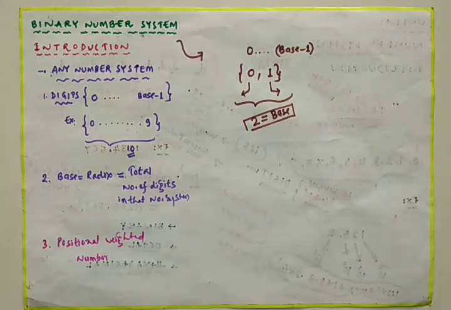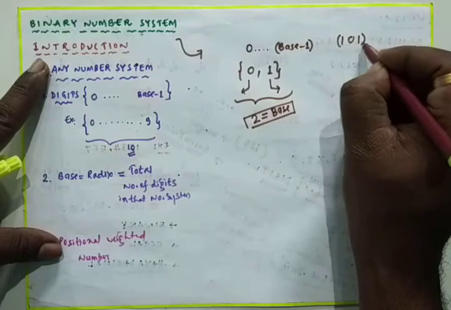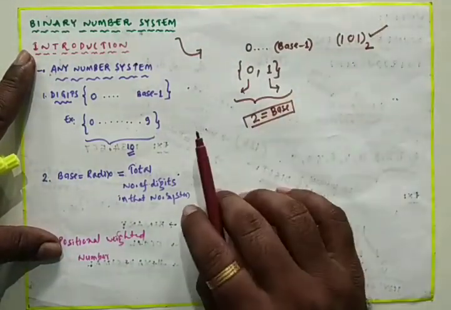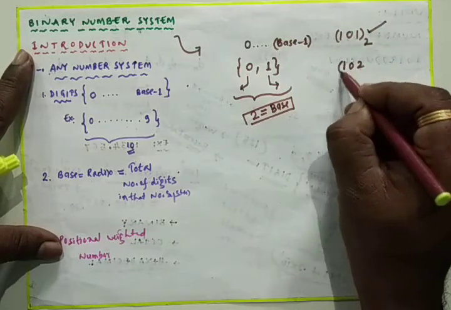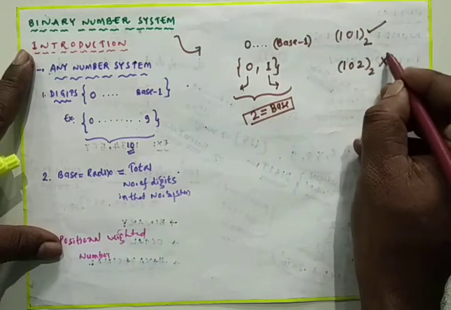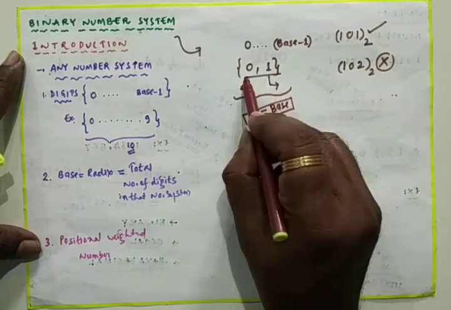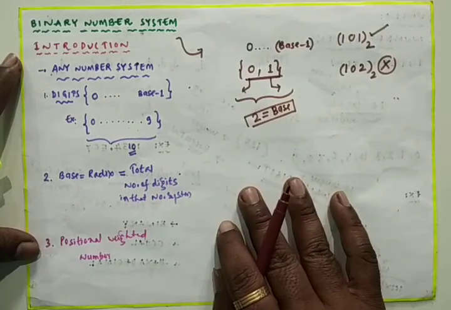For example, if we have written 101 base 2, we can call it a binary number system. For example, if I have written 102 base 2, it is wrong, because in the binary number system we cannot have the digit 2, so it is a wrong representation of the binary number system.